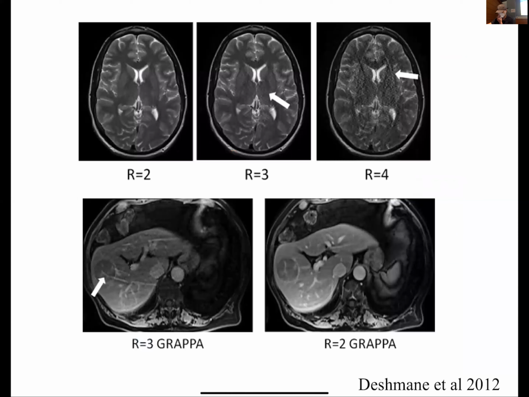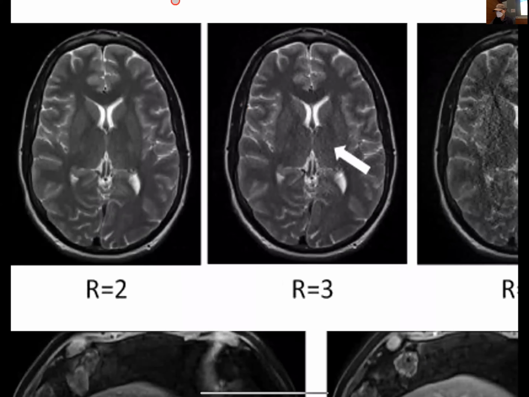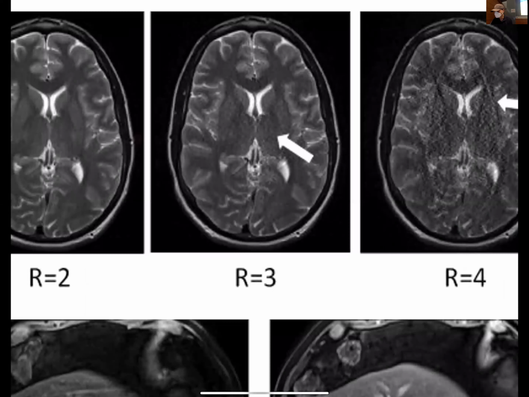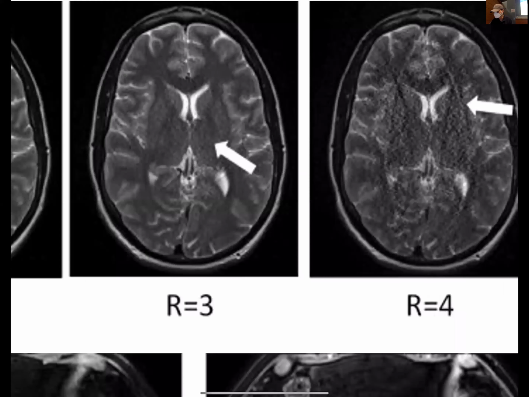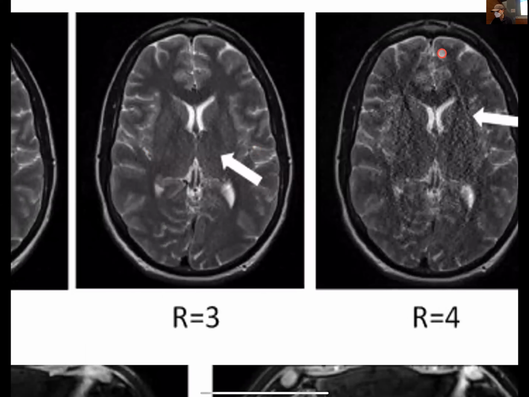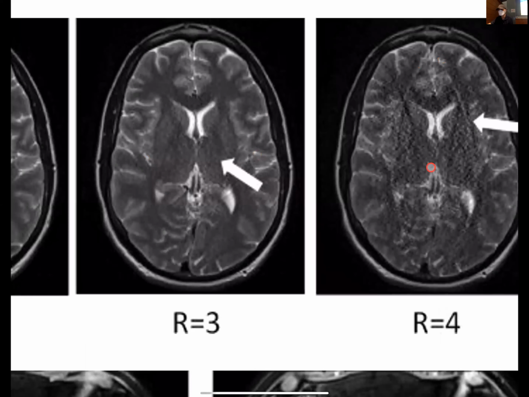So this is an example of what these images look like. There are trade-offs when you go too fast. Here I've gone twice as fast, and the image looks pretty good. If I go 3 times as fast, I'm starting to see some artifacts here. And here, at 4 times as fast, clearly I'm starting to see even more artifacts.